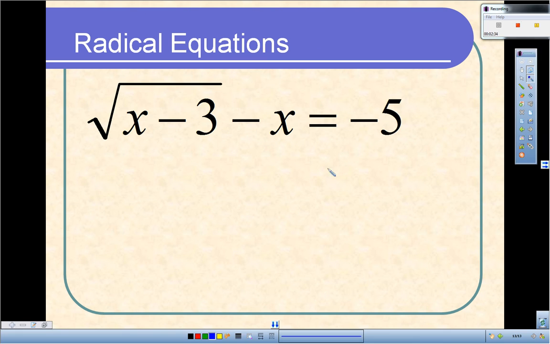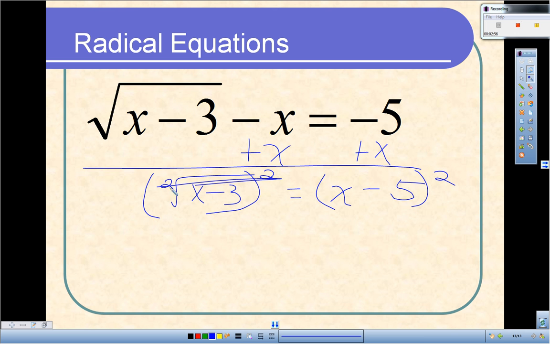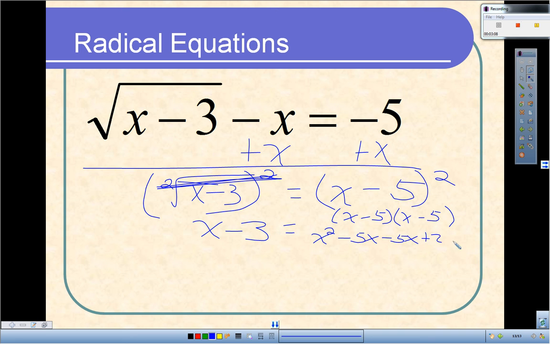Alright, for this one and for our last one, I need to isolate the radical, so I'm going to add x to both sides, and so that will give me the square root of x minus 3 equals x minus 5. And then to get rid of my radical, understood root of 2, I'm going to square both sides, and so that will give me x minus 3 is equal to x minus 5 squared, which remember is x minus 5 times x minus 5. So I'm going to FOIL this out and get x squared minus 5x minus 5x plus 25.